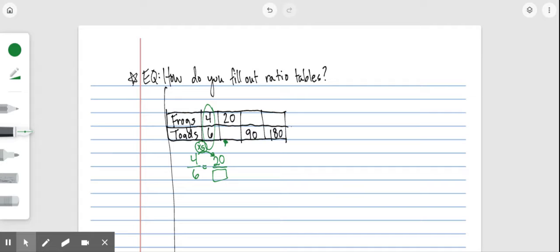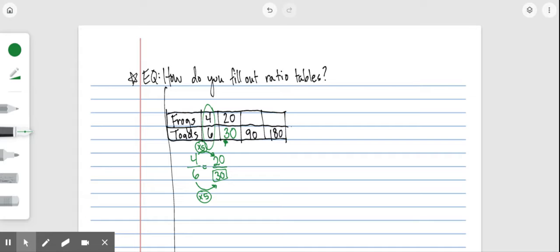Okay, so since I have 5 groups of 4 frogs, I need 5 groups of 6 toads also. So I multiply the bottom number, or the denominator, also by 5. And 6 times 5 is 30. Okay, which means the number that goes in here is 30. So our equivalent ratios are 4 frogs to 6 toads is the same as 20 frogs to 30 toads. Okay, this is how you fill out a ratio table when it's not quite clear what the pattern is.